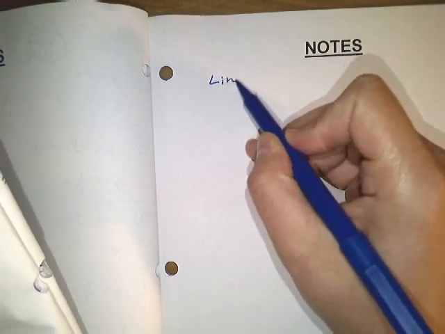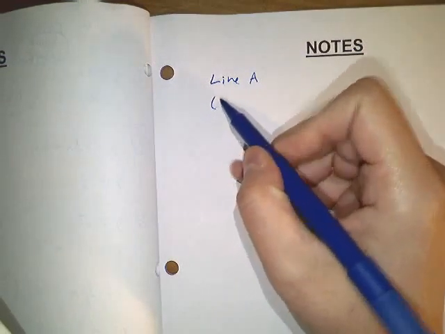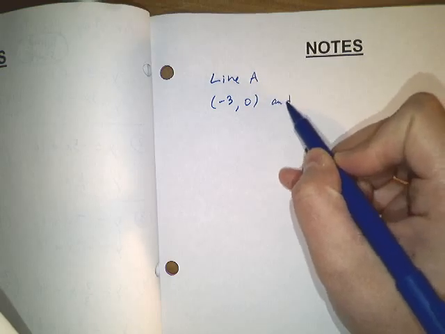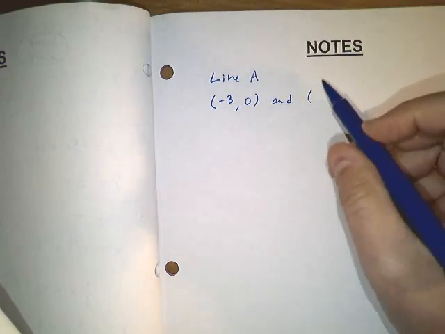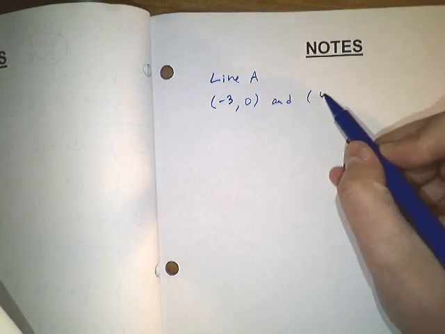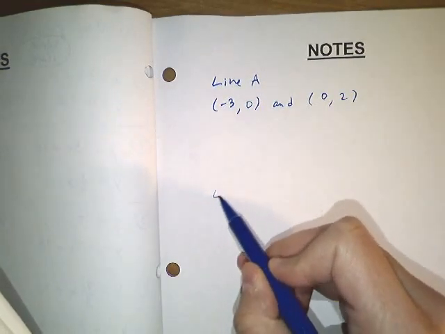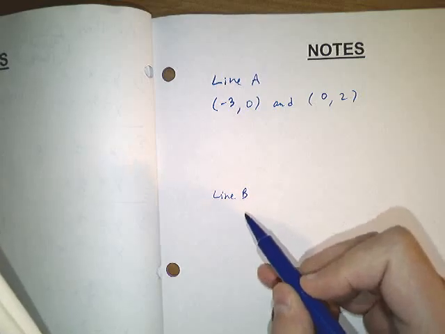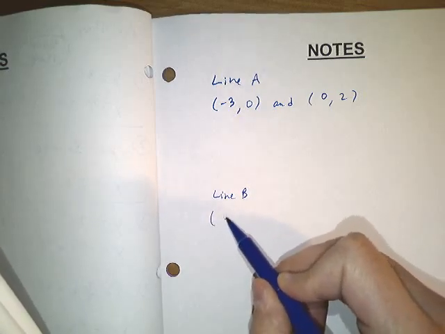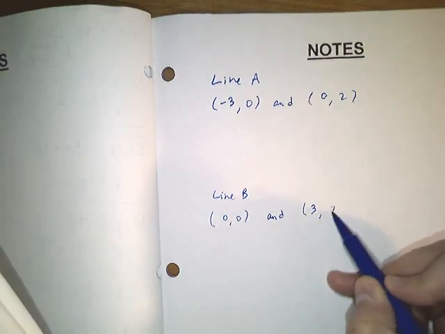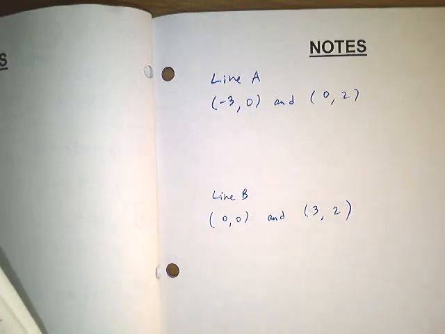All right, so they're going to say you have line A that goes through points (-3, 0) and (0, 2), and you have line B that goes through points (0, 0) and (3, 2). So they want to know if these two lines are parallel.